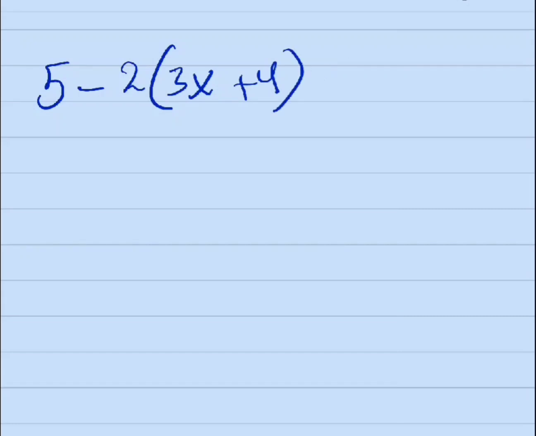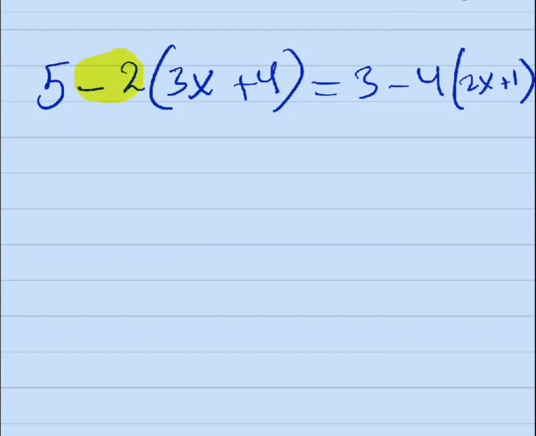Here's a similar problem that you could try. Let's say that 5 minus 2 times 3x plus 4 is equal to 3 minus 4 times 2x plus 1. So based on the last problem, go ahead and try these problems.